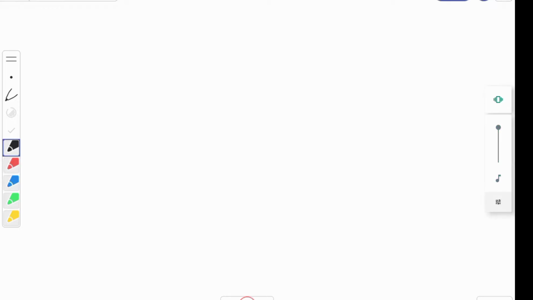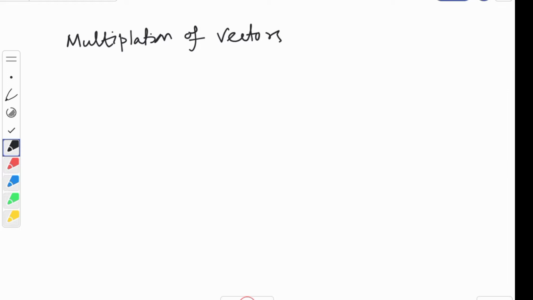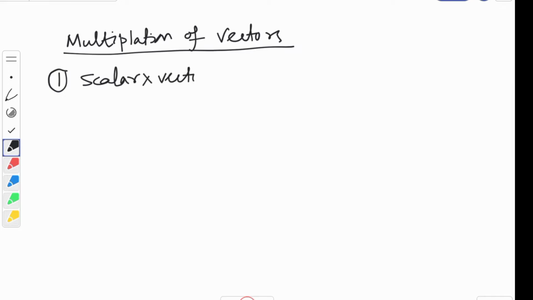Today we are going to discuss multiplication of vectors. We have already discussed addition, subtraction, everything. Now today we are going to discuss how you will do the multiplication of vectors. First is when you multiply a scalar with a vector, what result are you going to get? When you multiply a scalar with a vector, you are always going to get a vector.